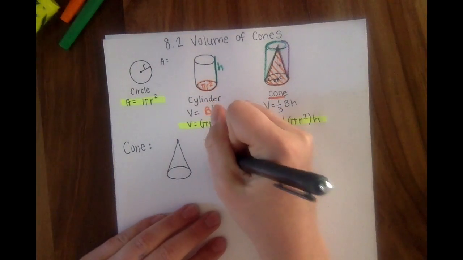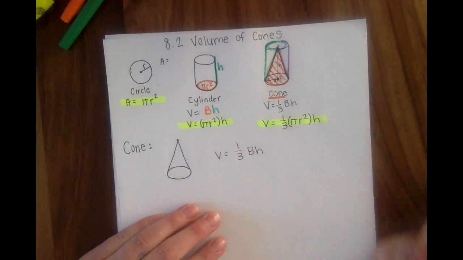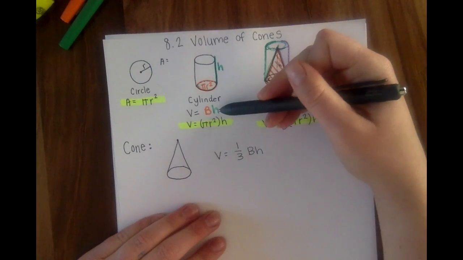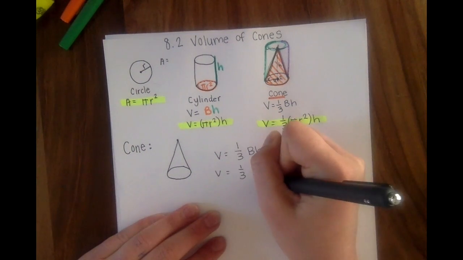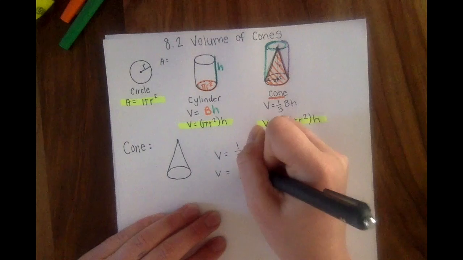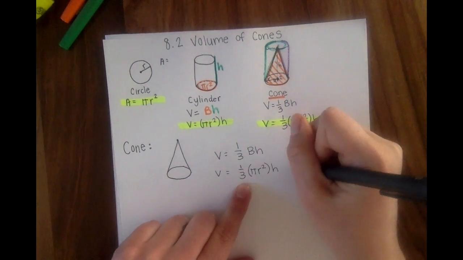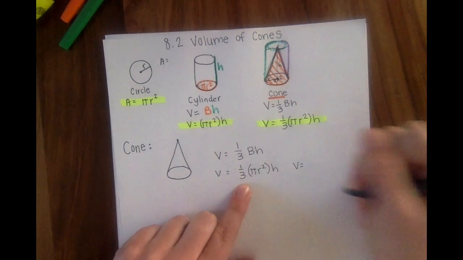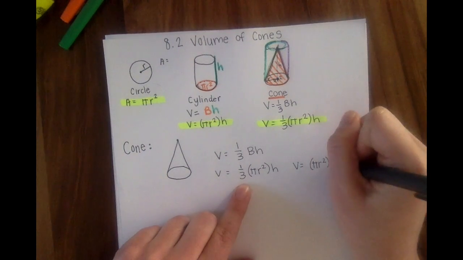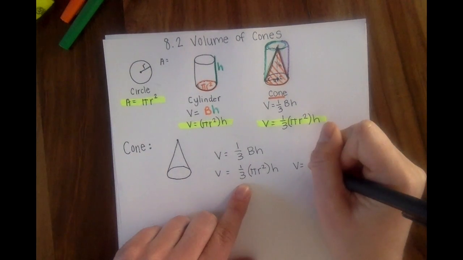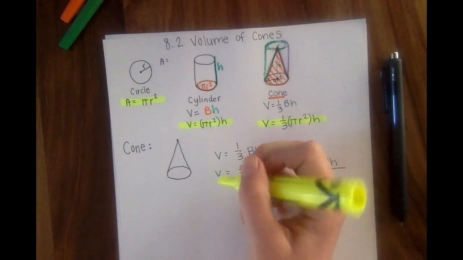So one more time, your volume is going to equal 1/3 of your base times your height, whereas a cylinder was just base times height. Or I can write this as my volume is 1/3 of pi r squared, which is my base, my circle, times my height. Now another way you might see this written, instead of saying 1/3, I could say pi r squared times h, divided by 3. These are the same formula. So whichever one works better for you.